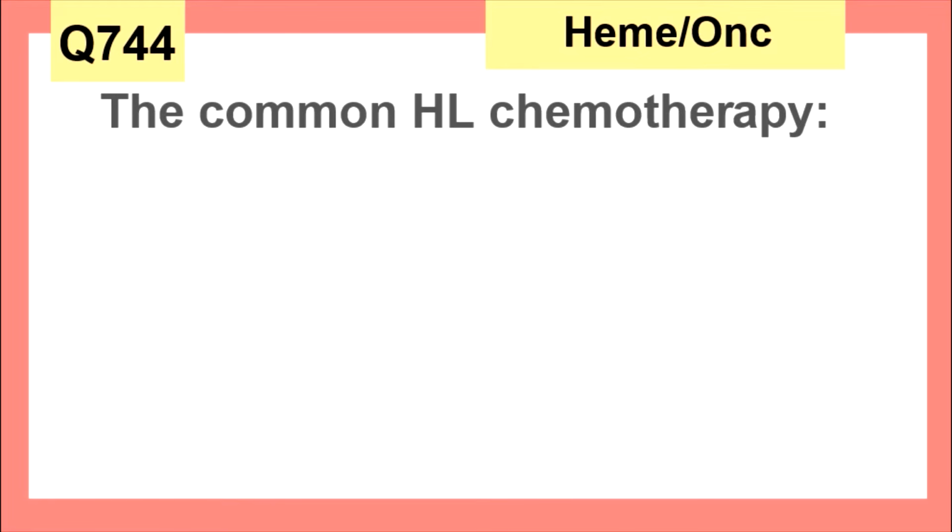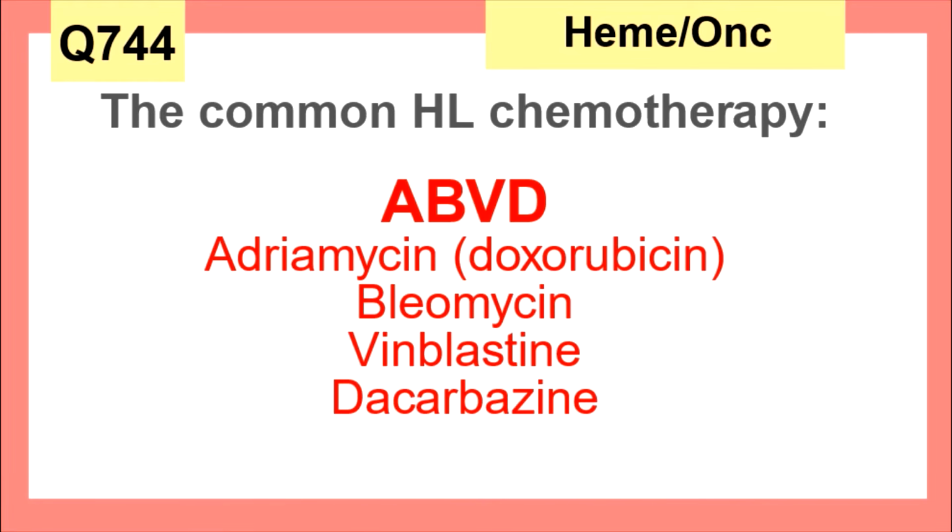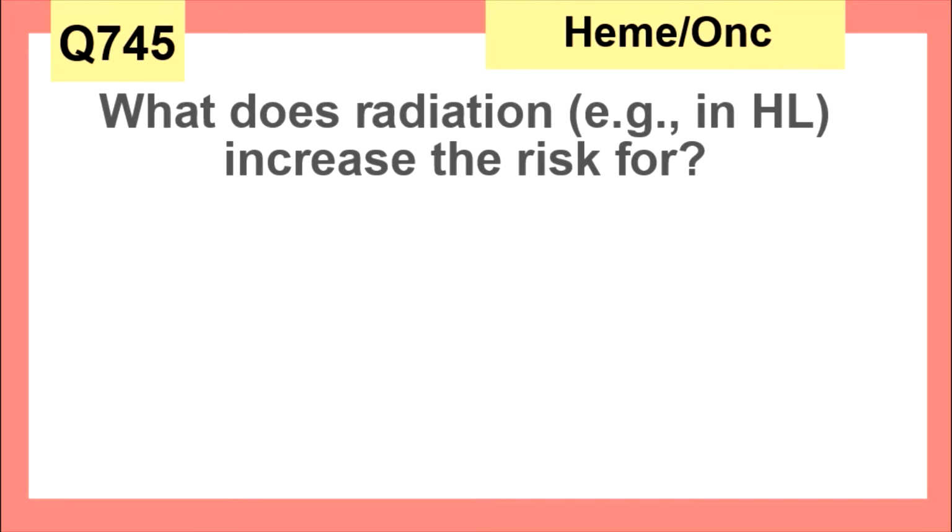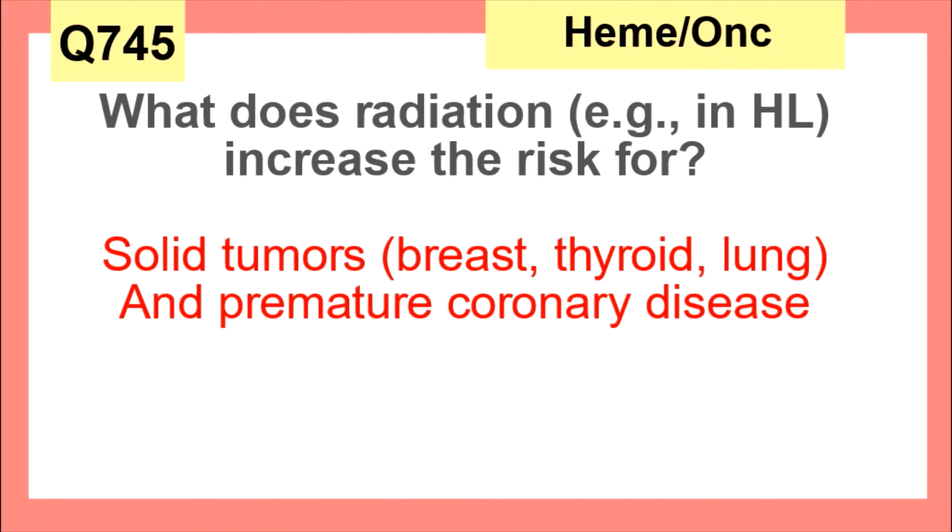744, the most common Hodgkin lymphoma chemotherapy is ABVD. Adriamycin, which is doxorubicin, bleomycin, vinblastine, and dacarbazine. ABVD. What does radiation in Hodgkin lymphoma increase the risk for? Solid tumors: breast, thyroid, lung, and premature coronary disease.